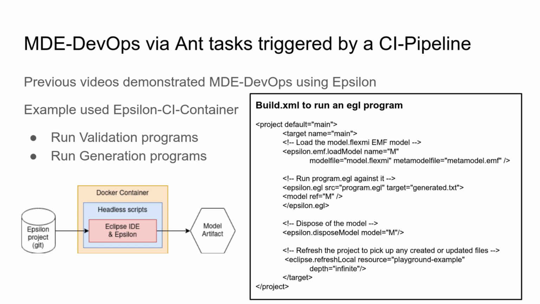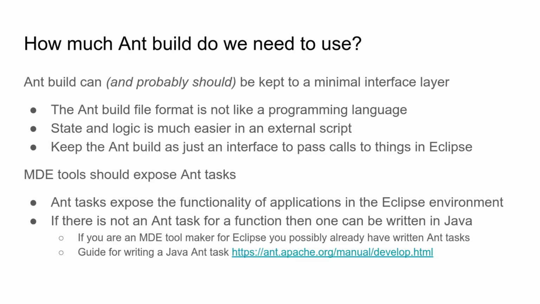However, this example was restricted to only being usable with the Epsilon MDE toolset. Similar techniques could be applied to other MDE tools that use the Eclipse IDE and have Ant tasks exposed to perform similar operations, such as the execution of model management tasks. When creating MDE CI pipelines, we might ask the question as to how much Ant build should we be using within this pipeline script. From our experience so far, we've determined that it should be kept to a minimum, and that Ant should be used as a minimal interface layer.